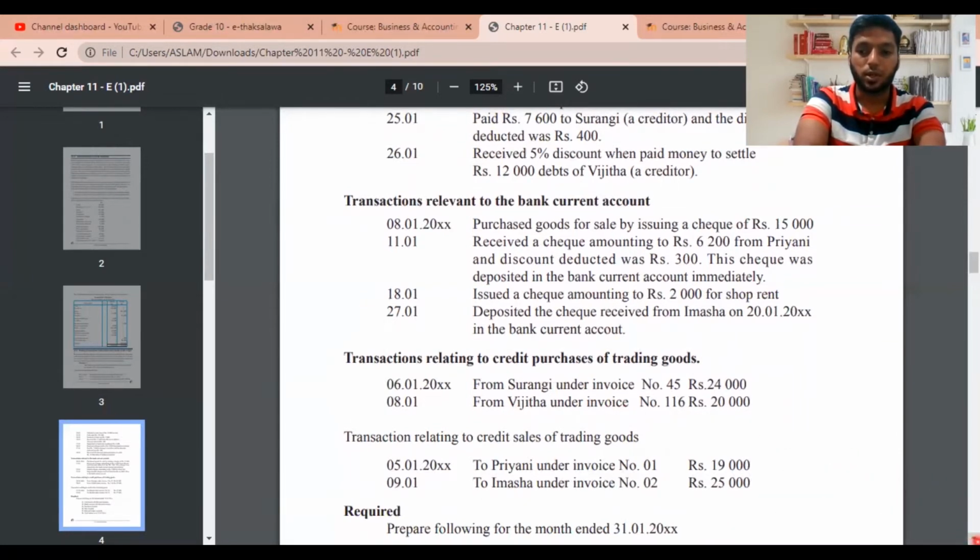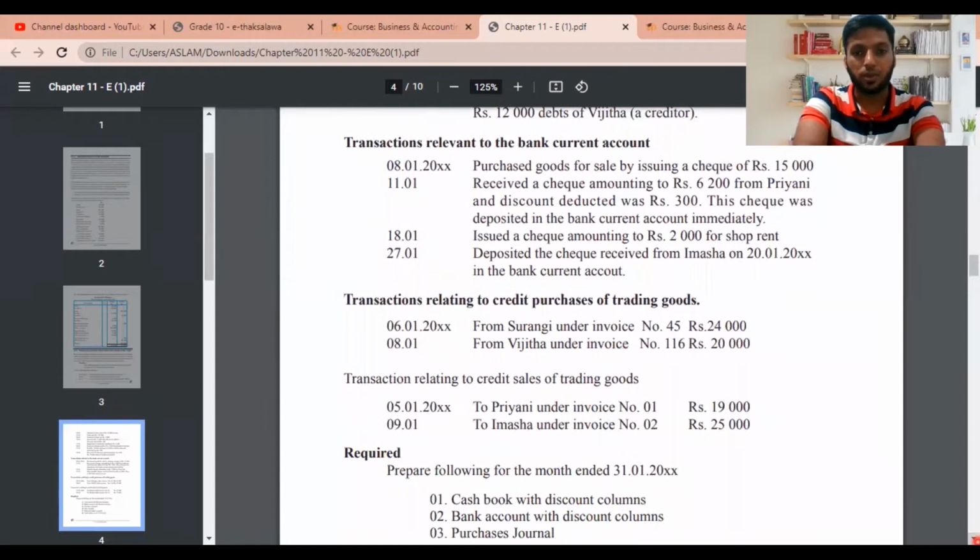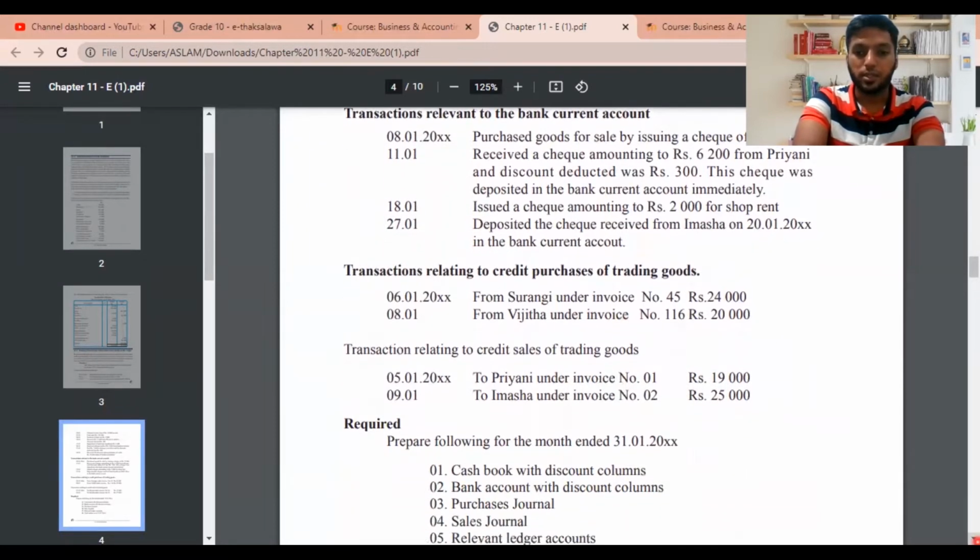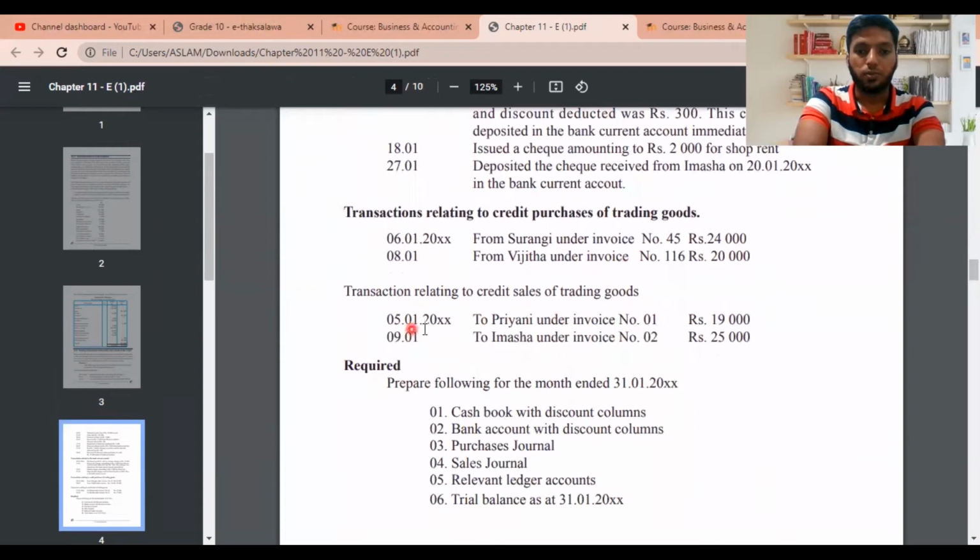As I said, first we need to record the purchase journal and sales journal. That's where we can make the sum much easier. Then they're asking you to prepare 5th first, 2000, to Priyani under invoice number 1, rupees 19,000, and 9th first to Imasha under invoice number 2, rupees 25,000. Prepare for the month ended 31st first, 2000: cash book with discount columns, bank account with discount columns, purchase journal, sales journal, relevant ledger accounts, trial balance as at 31st first, 2000x. I'm going to do the first five very fast. Then I'll explain how to extract the trial balance one by one.